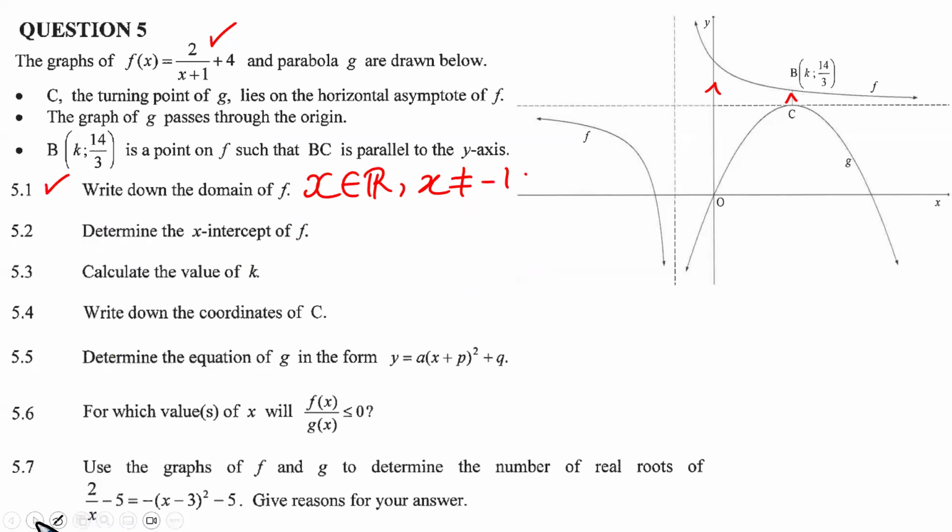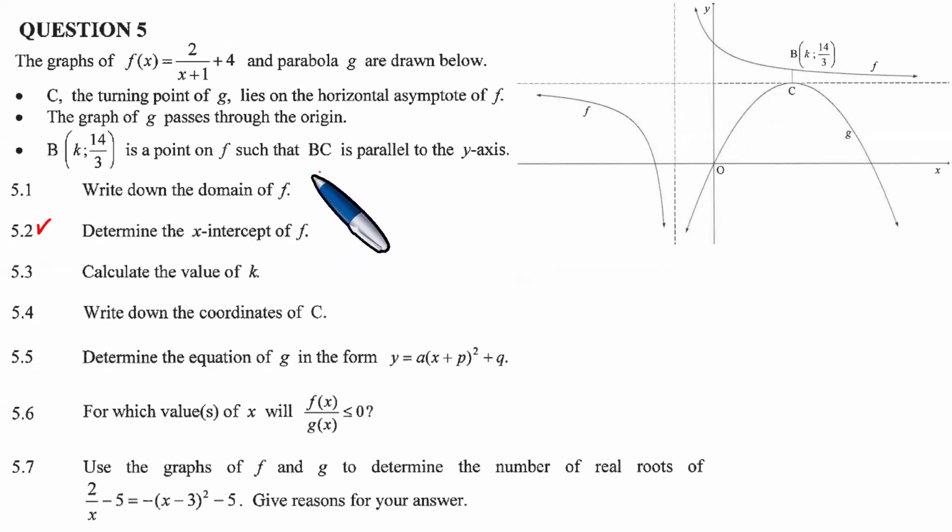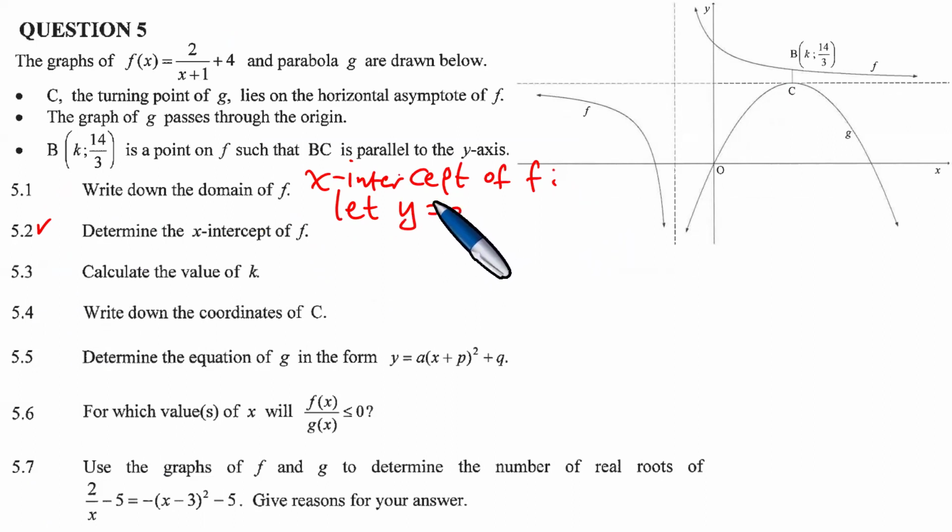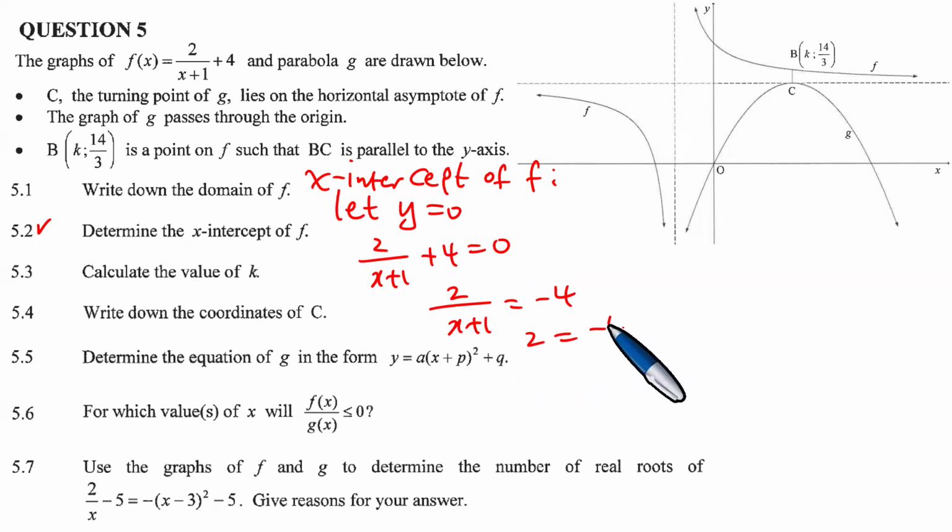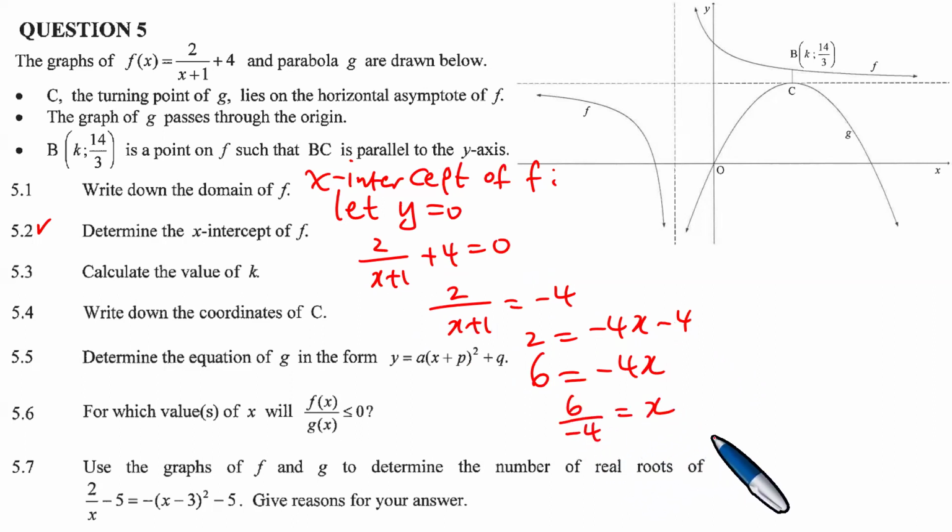So we've just done 5.1. Now 5.2, the x-intercept of f. To find the x-intercept, we let y be equal to 0 in f, so that we have 2 over x plus 1 plus 4 equals 0. 2 over x plus 1 equals -4, which means 2 is -4x minus 4. If you transpose the -4, it becomes 6, which is -4x. And this is 6 over -4, which equals x. This means that x is -3 over 2.